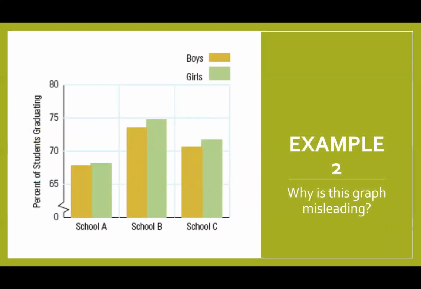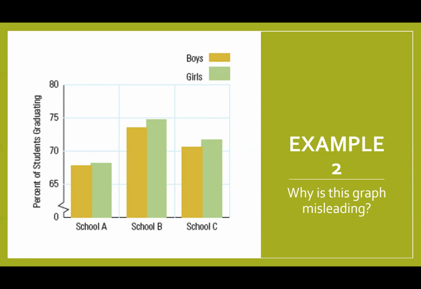Here's example 2. Why is this graph considered misleading? So what is this comparing? Percents of students graduating for 3 different schools, and it's comparing both boys and girls. So this is a double bar graph, and it's comparing different schools. So at first glance, it looks like school B is doing really well because it has the highest bars. So that must mean that the highest percent of students are graduating. And it's almost double the height of school A.